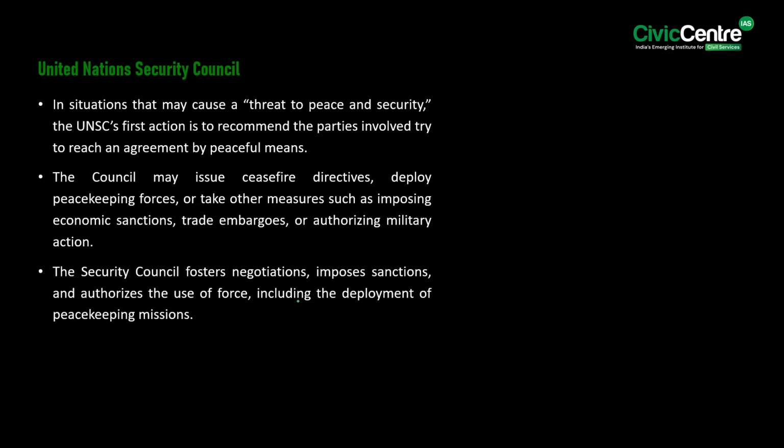Furthermore, in situations that may cause a threat to peace and security, the UNSC's first action is to recommend the parties involved to try to reach an agreement by peaceful means. Notably, the Council may issue ceasefire directives, deploy peacekeeping forces, or take other measures such as imposing economic sanctions, trade embargoes, or authorizing military action. Also, the Security Council fosters negotiations, imposes sanctions, and authorizes the use of force, including the deployment of peacekeeping missions.